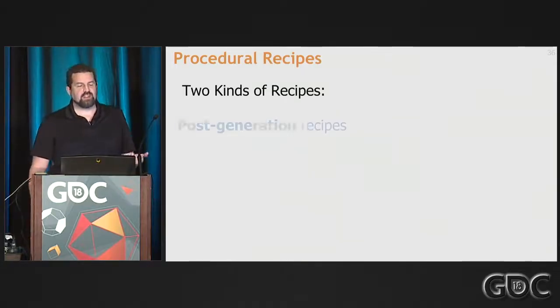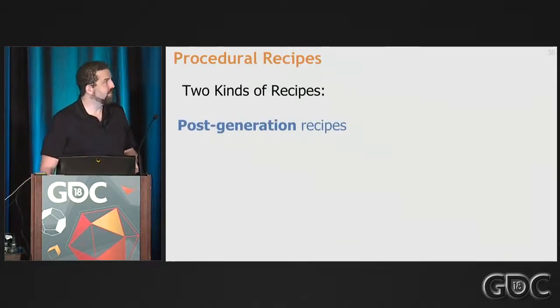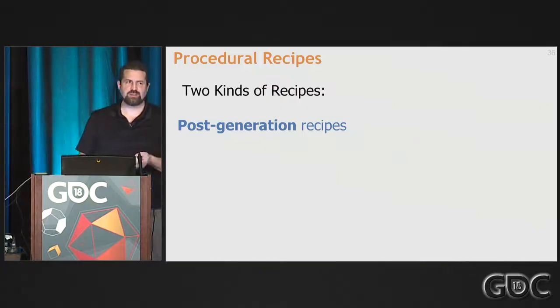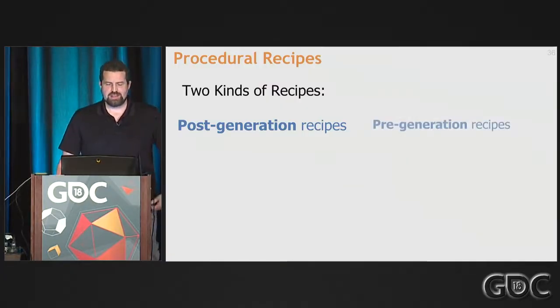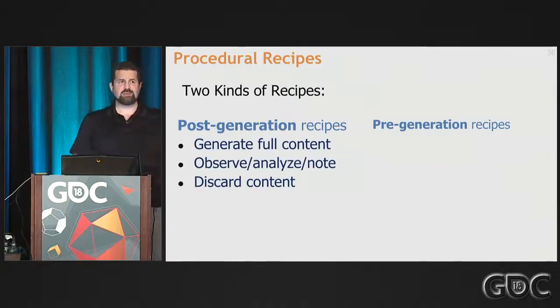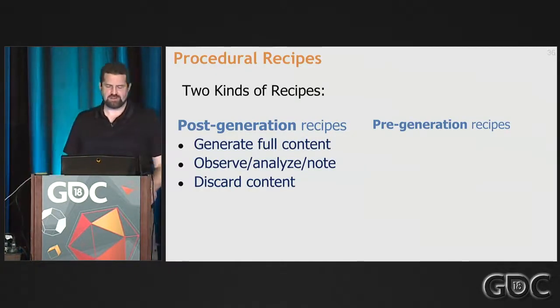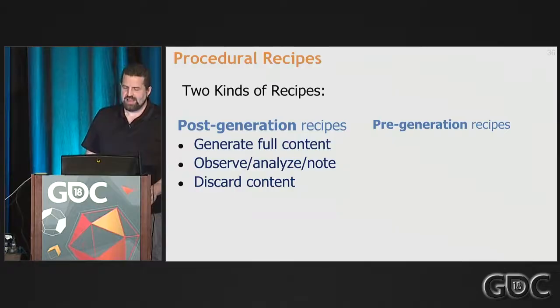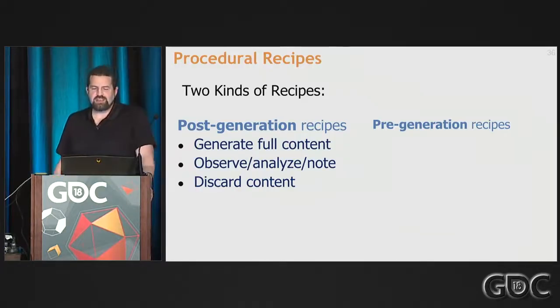I think there's 2 kinds of recipes in general. First, post-generation recipes is what I've been talking about mostly here. And there's also pre-generation recipes. These are my terms, even recipe, so I don't know if there's any other better term for this. A post-generation recipe is, like I've been saying, you pick your seed, you pick your constraints, and you generate your content fully, completely.